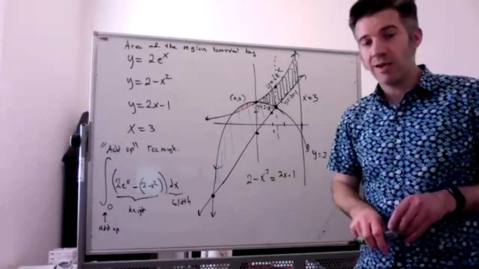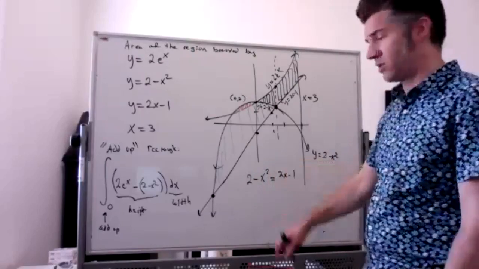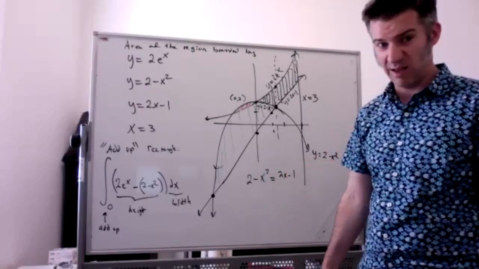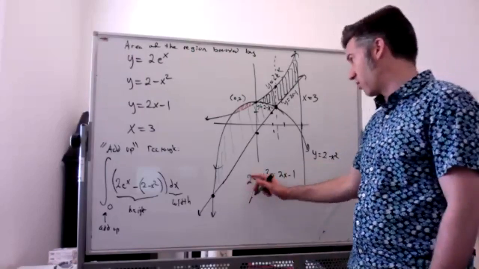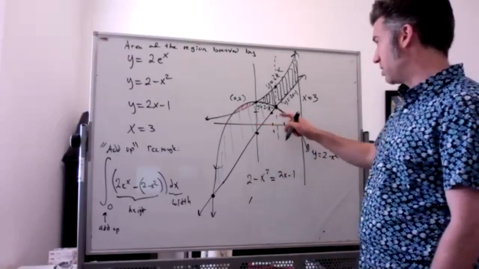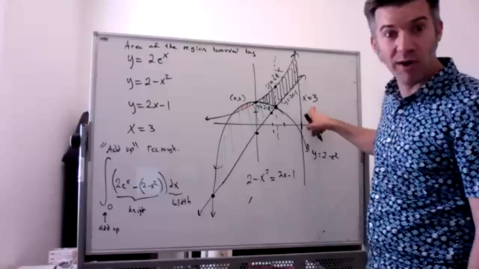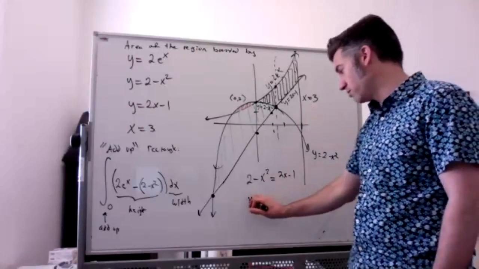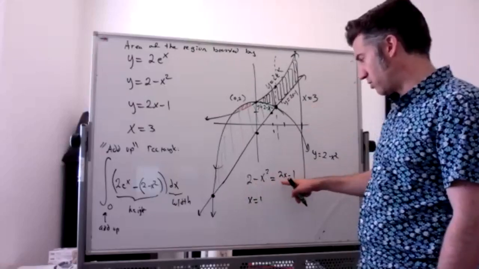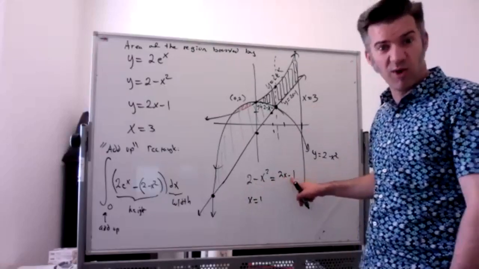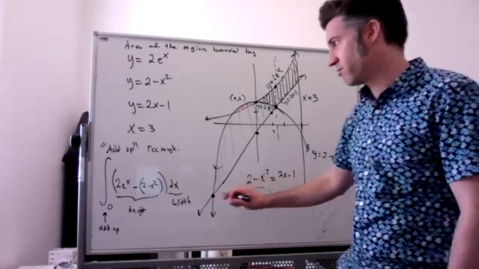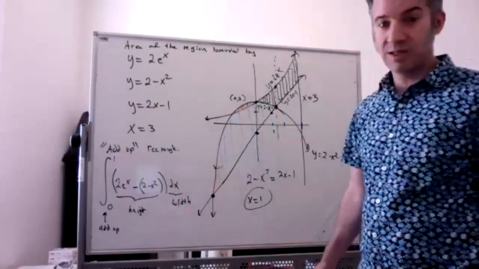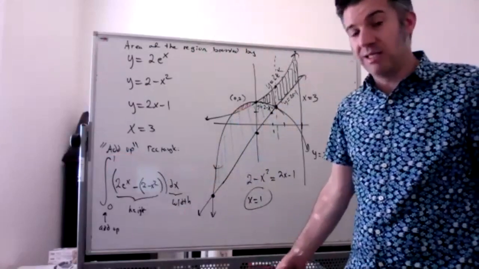Now, here's the thing. We could totally solve this equation. We could also make a guess, though. What if we guess? So we know it's not 0. It's somewhere between 0 and 3. It's probably 1 or 2. If we guess 1, 2 minus 1 equals 2 times 1 minus 1. Oh, that works. So sometimes guessing a likely answer is not a bad way to go.